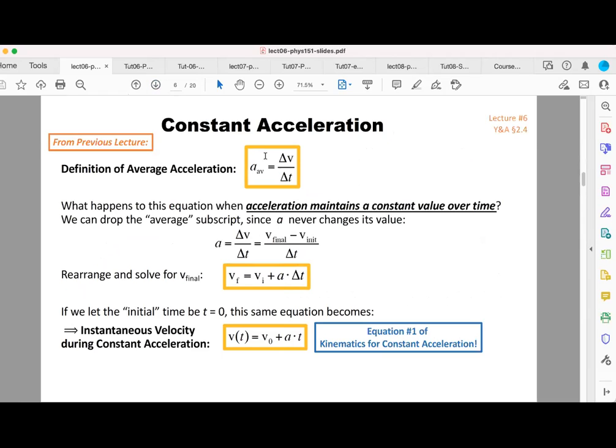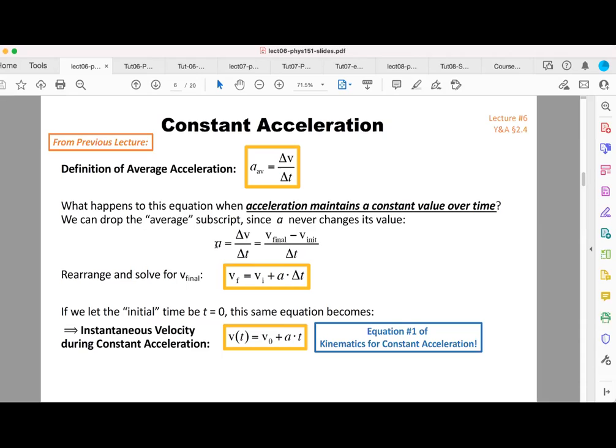So here, in this lecture, we want to focus on constant acceleration. The average acceleration is delta V over delta T. If the acceleration, V initial and V final, are the same, then we can speak about constant acceleration. In this case, the acceleration maintains a constant value over time.